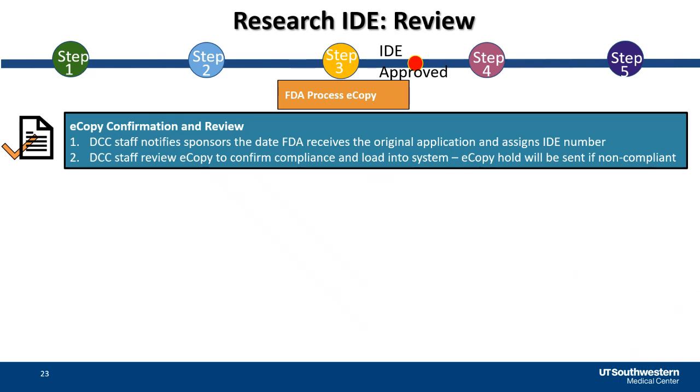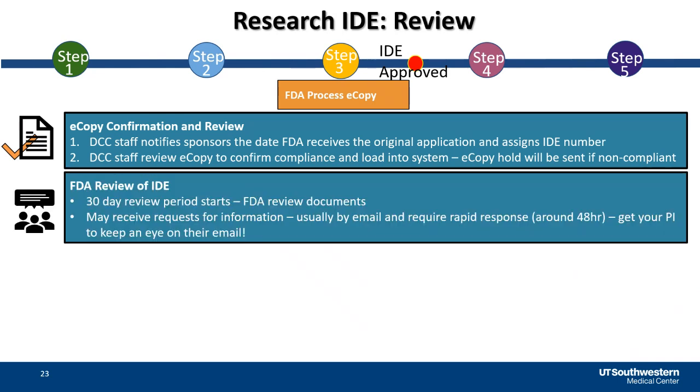But if it's not, then you will get what's called an e-copy hold. And this basically means that we've received your application, but we can't do anything else with it because we can't get it into the system. And so you essentially then have to resend the submission all over again. So to try and prevent e-copy hold, the best thing you can do is to use the e-submitter software.